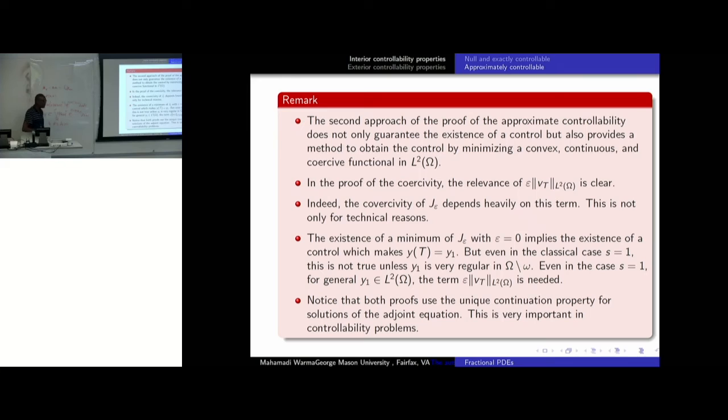It's not only for technical reasons. Even in the case, if you take epsilon is 0, you cannot have the coercivity, even in the classical case s is 1. It's impossible. Okay? And like I said, we always use the unique continuation property. You cannot do approximate controllability without the unique continuation property.